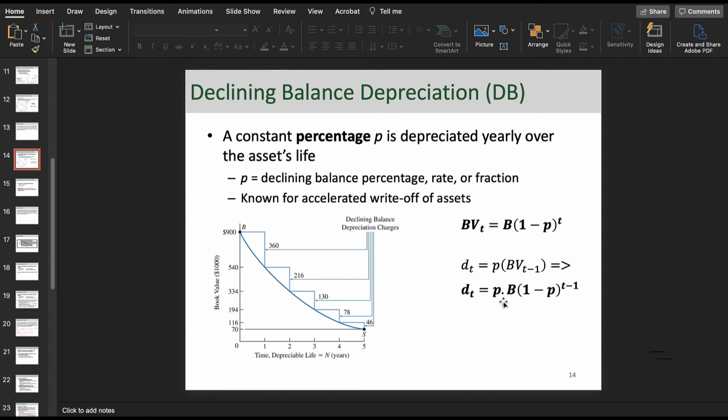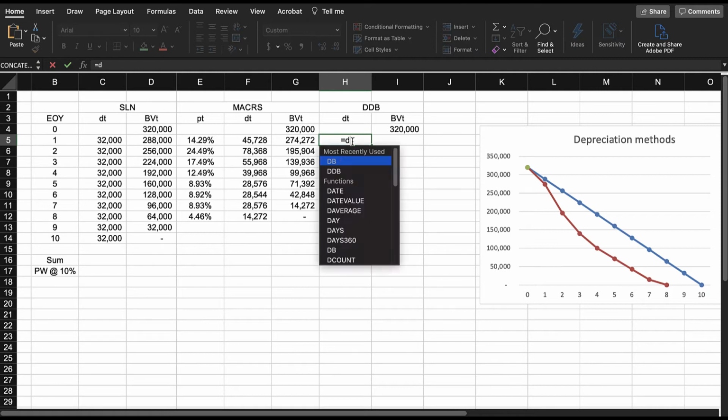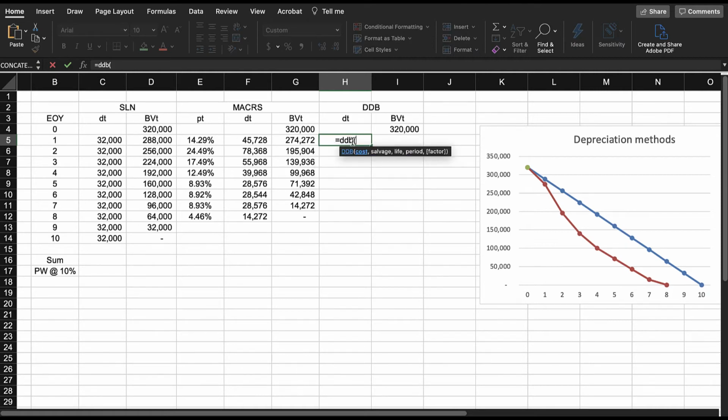So 2 divided by 10 is 0.2. For the P, you know the cost basis, that's $320,000. And T is the current period, so it changes from year 1 to year 10. But in Excel, there's a function for calculating double declining balance depreciation, and that is DDB, double declining balance. And when you use that function, it needs certain parameters that you need to pass in.